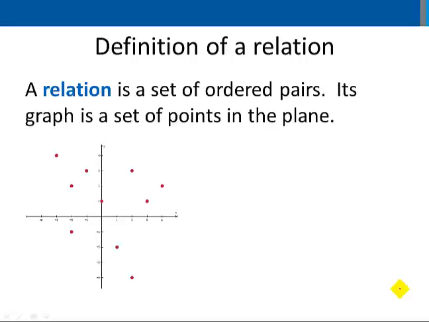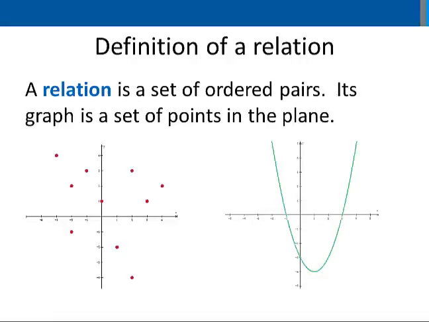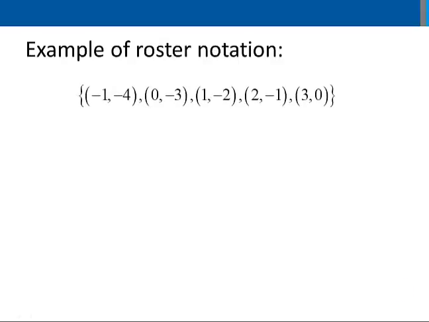This first graph is a sketch of a relation that contains a finite number of points. A relation may also contain an infinite number of points, as in the second graph. Using roster notation is one method for describing a relation. In roster notation, the elements of a set are listed one by one. This relation contains the elements or ordered pairs (-1, -4), (0, -3), (1, -2), (2, -1), and (3, 0).